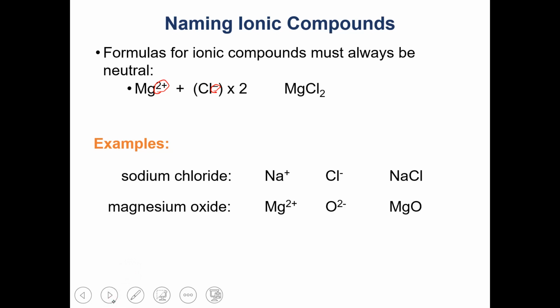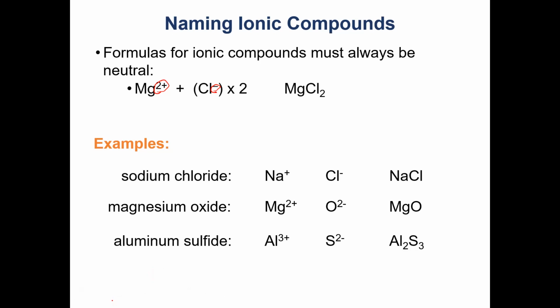If we take magnesium oxide, magnesium has a 2 positive charge. Oxygen is in group 6A, so it has a 2 negative charge. 2 positive plus 2 negative adds up to 0, so we only need 1 of each of those.